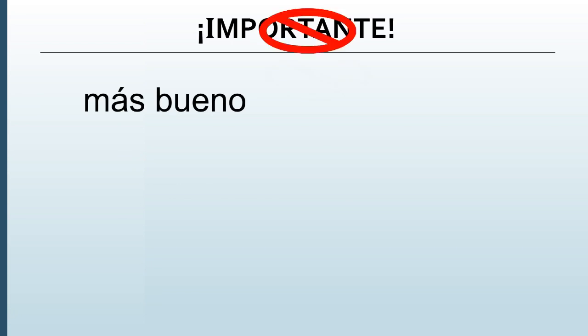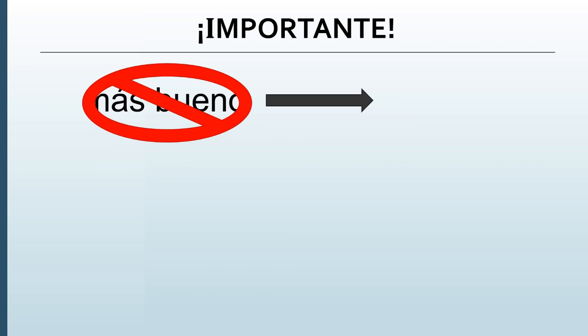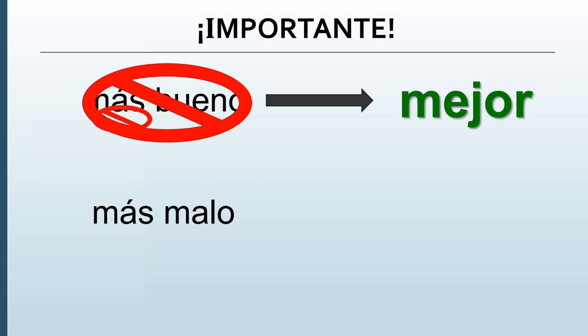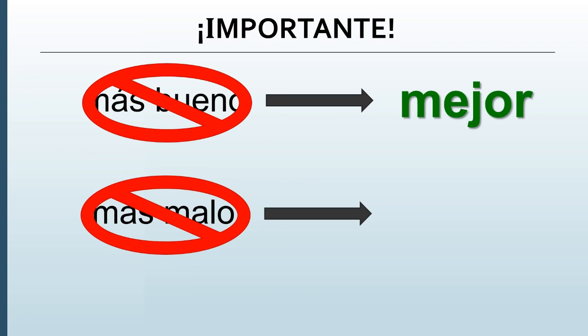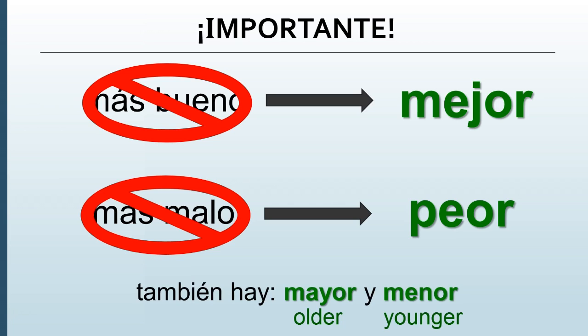One very, very important detail when we're constructing these sentences. Más bueno does not exist. And instead, we use mejor. Likewise, más malo does not exist. And so we use, can you guess? Peor. In addition to mejor and peor, we also have mayor y menor, which mean older and younger.